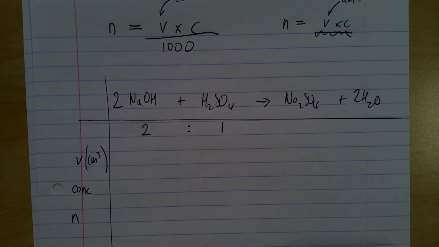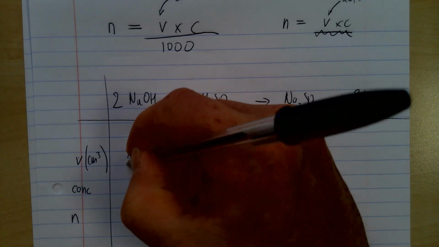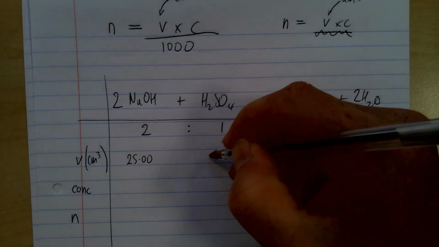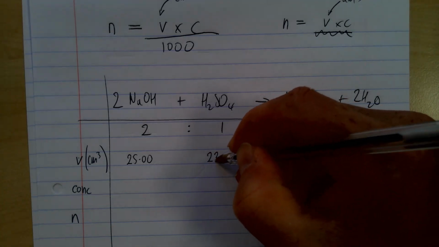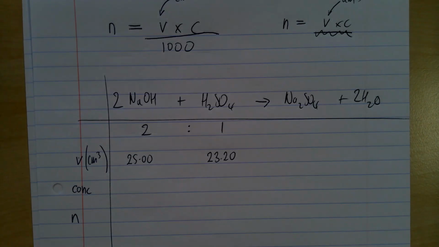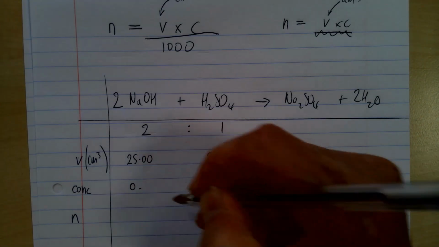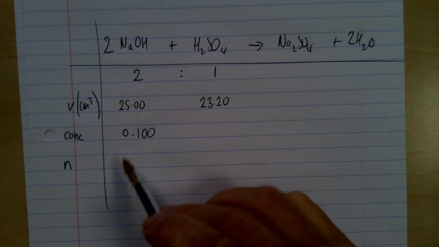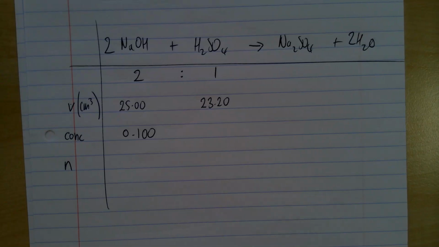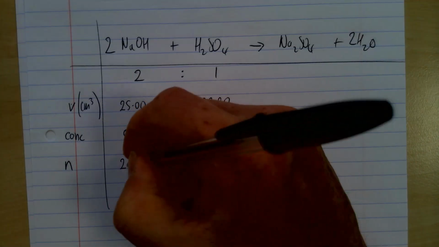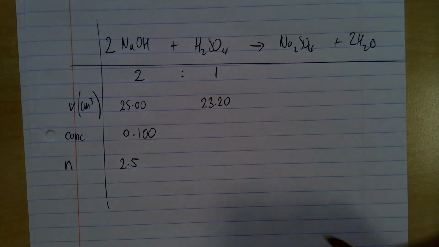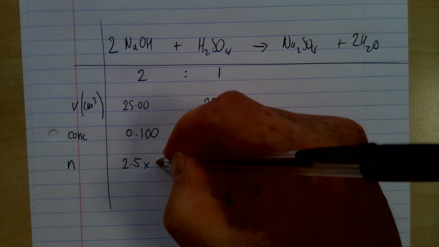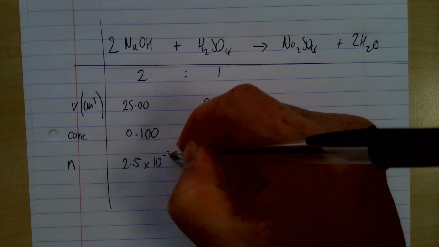So let's assume we're told the volume of the sodium hydroxide is 25.00 from a pipette. We're told the titration leads us to having 23.20 centimeters cubed of that. We're told the concentration of the sodium hydroxide is that. Work out the moles from that times that over 1,000, which would be 2.5 times 10 to the minus 3, is that right?